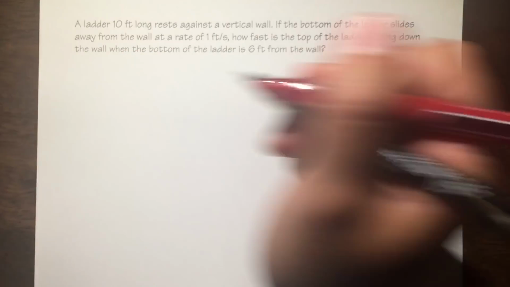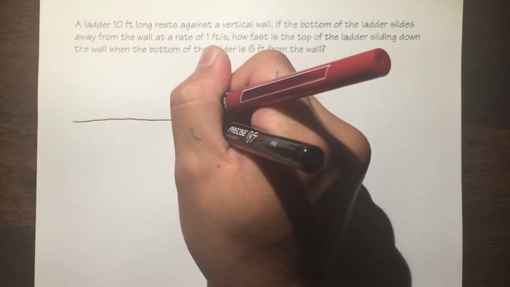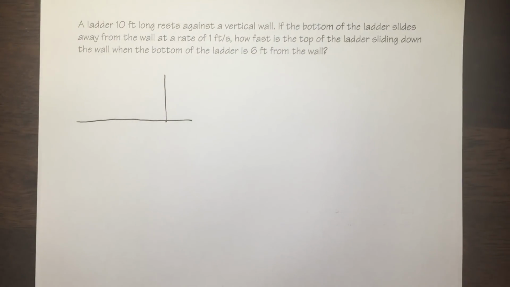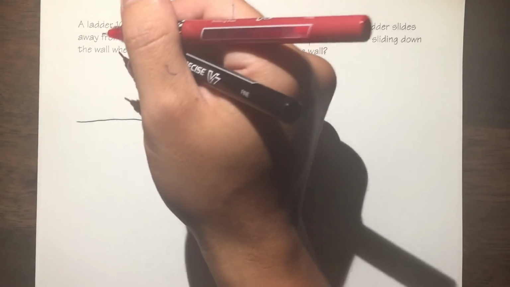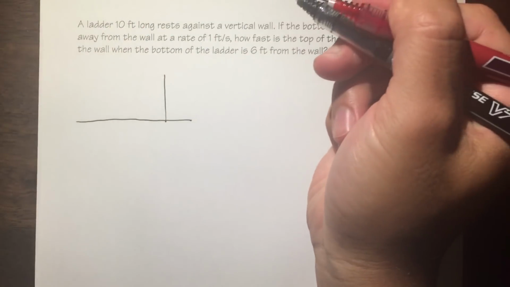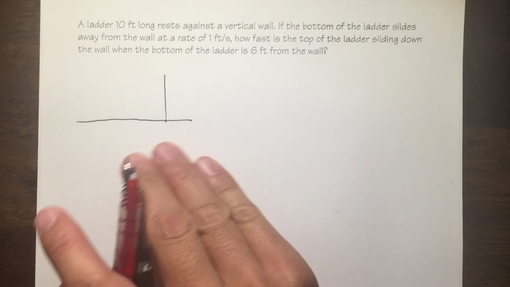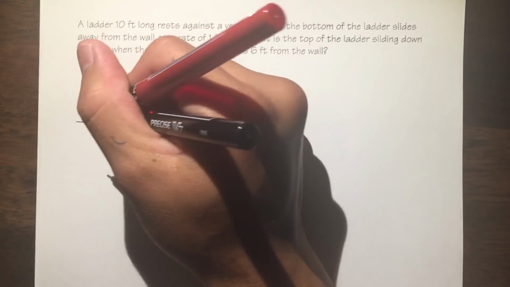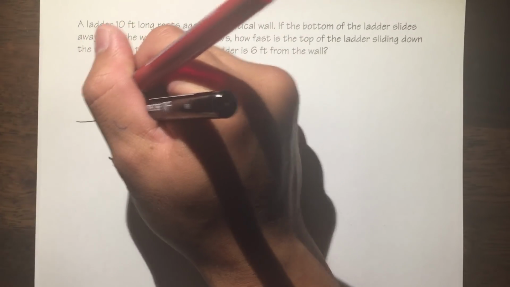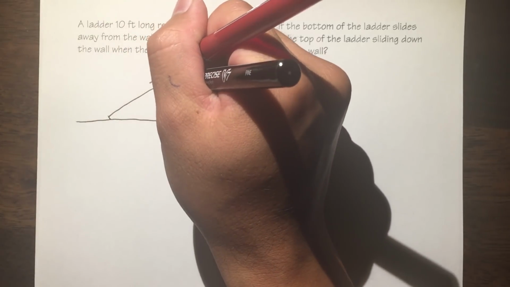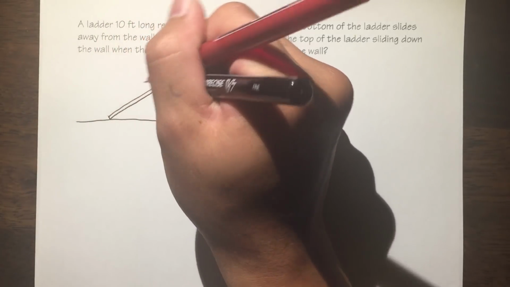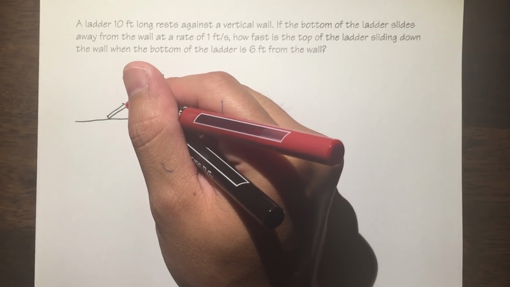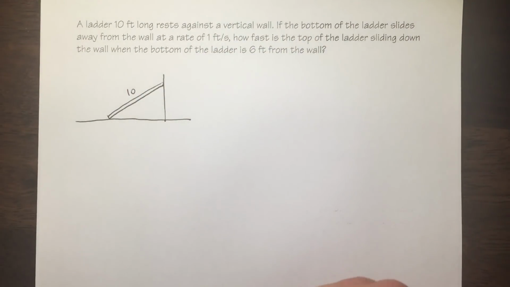I will draw two pictures for you guys. First, this is the floor, and let's say this is my wall. And I will also draw the following. It says the ladder is 10 feet long, right? And during the whole process, the ladder is not going to be longer nor shorter. So I will just draw the ladder to be like this. Let's say this is 10. It's always going to be 10 during the whole process. Therefore, I can just label the 10 right here, right away.